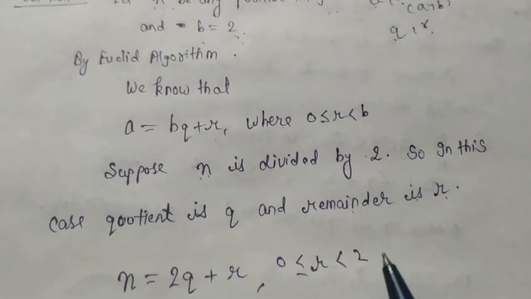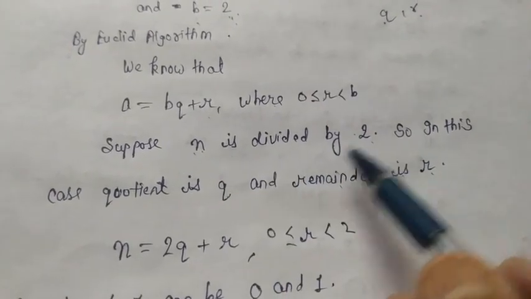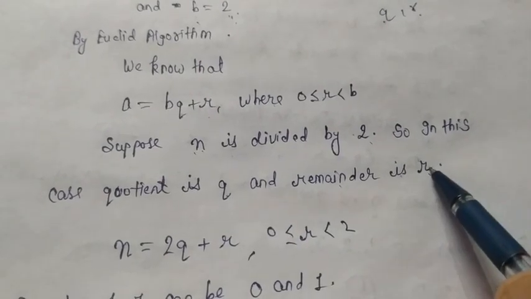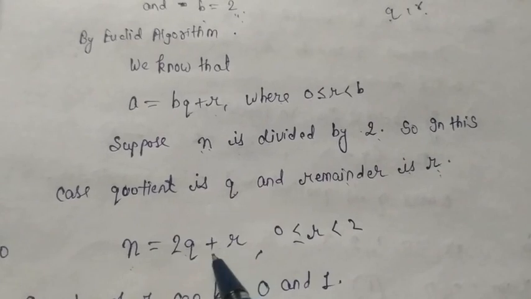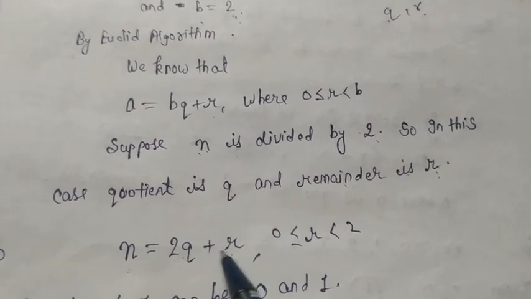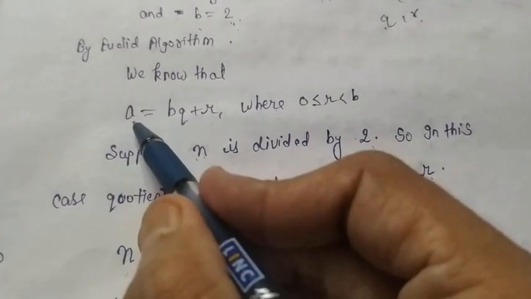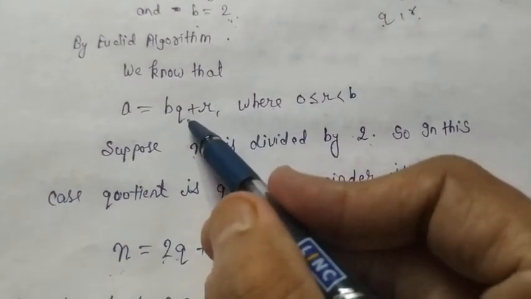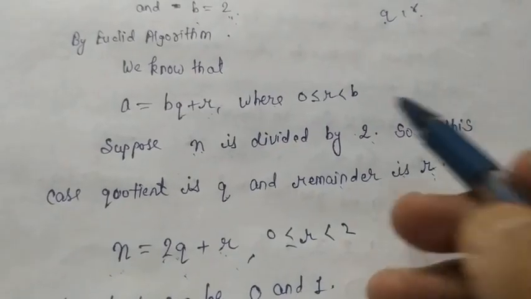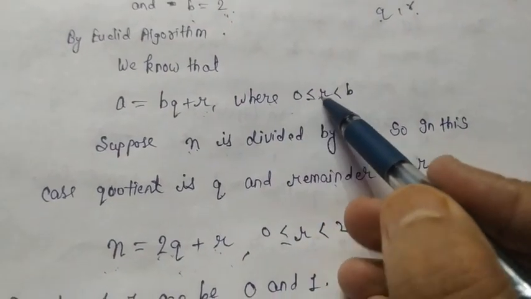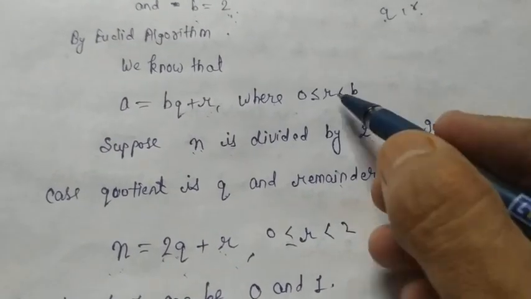Now see, when n is divided by 2, the quotient is q and the remainder is r. So by the Euclid axiom we can write n equals 2q plus r. Why have I written 2 here? Because in place of b, 2 is here, in place of a, n is here, and here is the quotient and here is the remainder. Now see this condition: r is greater than or equal to 0 and less than b. But in this question, what is b?